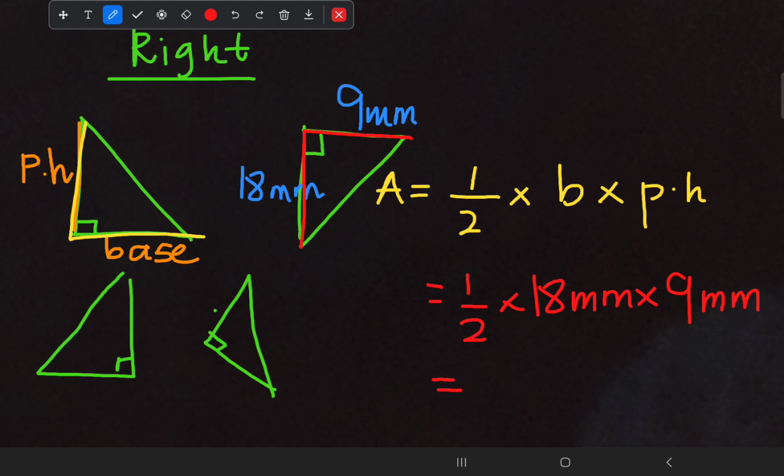Then let's multiply 18 times 9. That will be 162 square millimeters. This should be divided by 2. Finally, the area of this particular right triangle is equal to 81 square millimeters. That's all for this question.